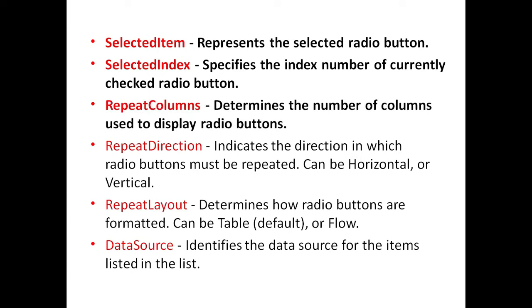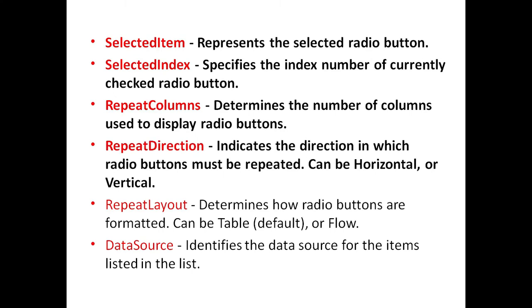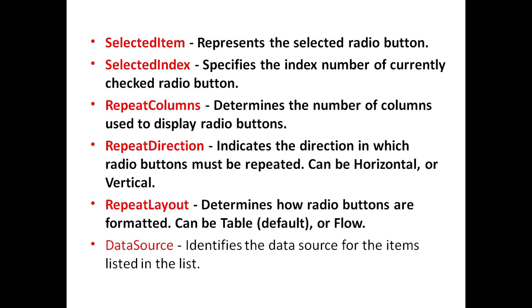Repeat column property determines the number of columns used to display radio buttons. Repeat direction indicates the direction in which radio buttons must be repeated. It can be horizontal or vertical. Repeat layout determines how radio buttons are formatted. It can be table or flow.